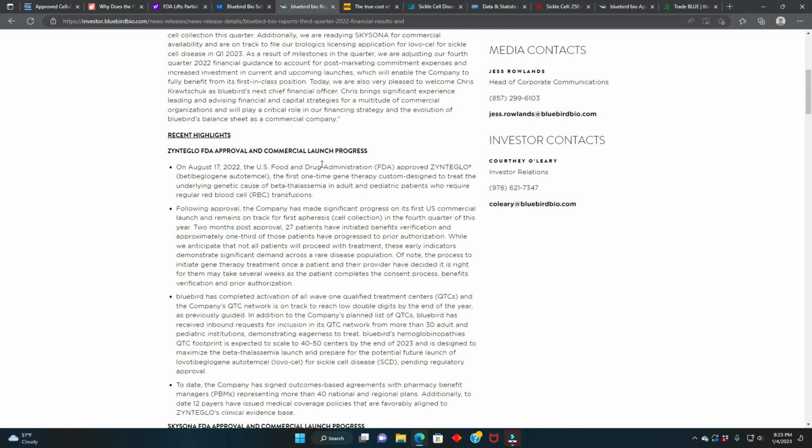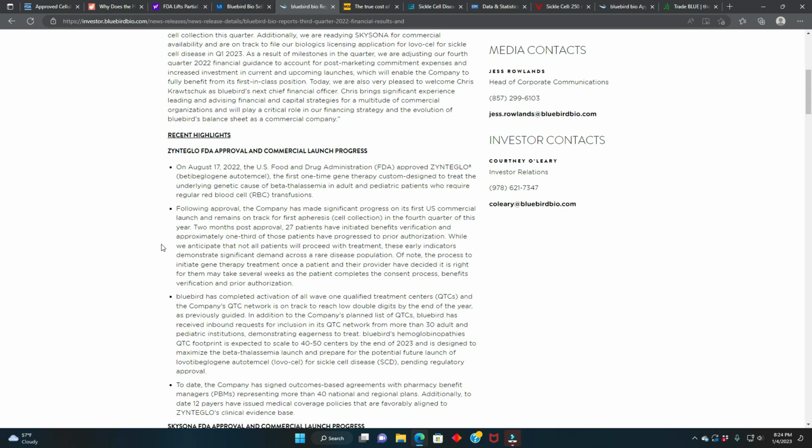Now, moving on, what I want to talk about here is, they state that the company has made significant progress on its first U.S. commercial launch and remains on track for first apheresis in the fourth quarter of this year. Two months post approval, 27 patients have initiated benefit verification, and approximately one third of those patients have progressed to prior authorization. Now, prior authorization is where the doctor has to submit paperwork to the insurance, the payer, to authorize the payment for that treatment.